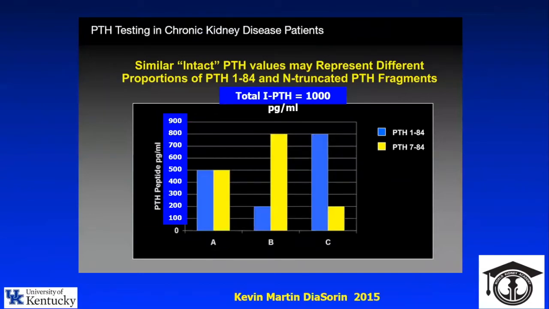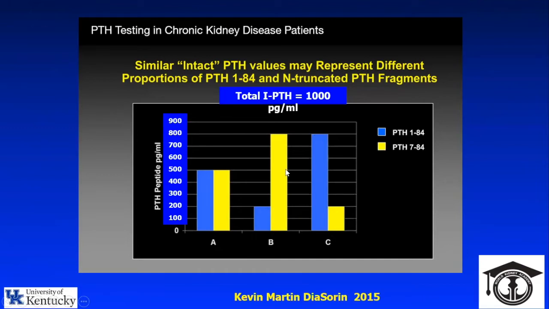So if you get a BTH value of 1,000 for a patient, this means that maybe the 1-84, the whole BTH, which is biologically active, might be 500, and the 7-84, which is lacking the biologically active BTH, might be 500. So here the biologically active is 500.